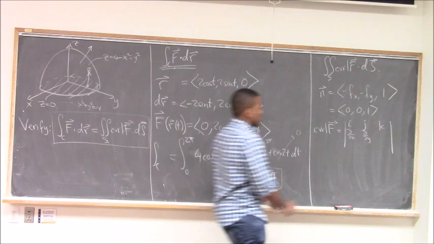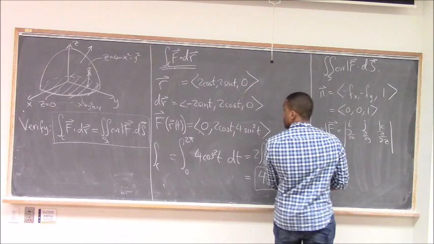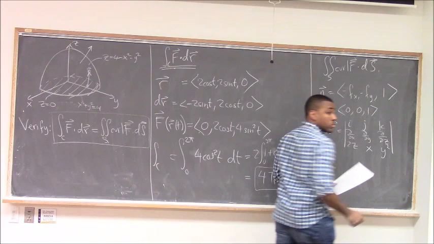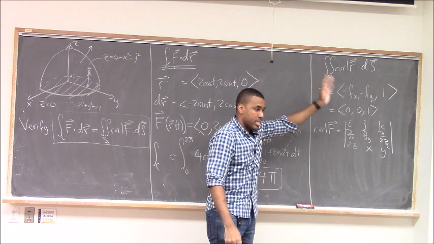Professor, would it be the same thing choosing that surface z equals 4 minus x squared minus y squared? Or would it be different? If I chose this as the surface and did that normal vector, I would get exactly the same answer. Same answer, okay. It would be more work, but it would be the same answer.